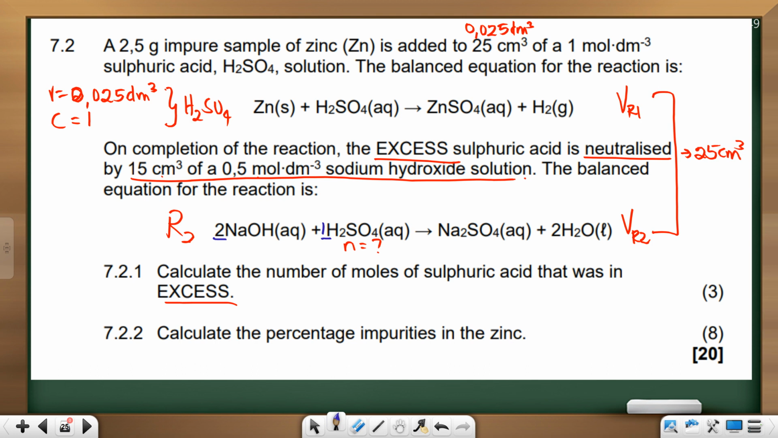All right. Now, calculate what? Percentage impurity. Impurity. That's how we say it in the UK. Percentage purity plus percentage impurity is equal to 100%.